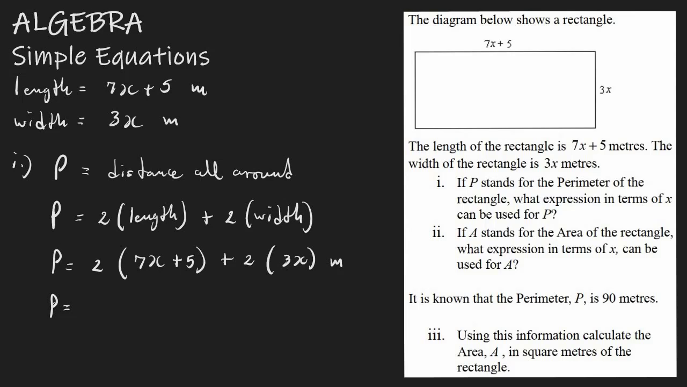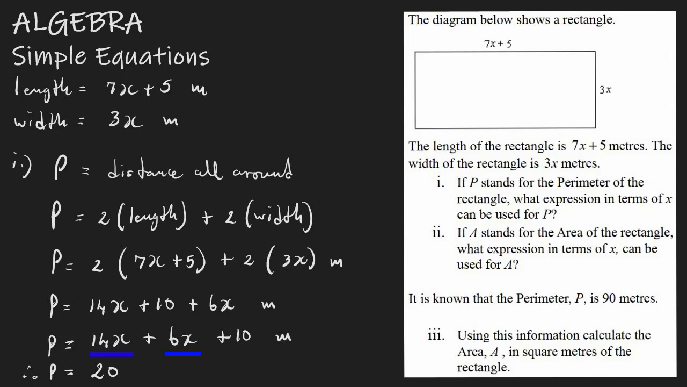P is equal to, using the distributive law, 2 times 7x, that is equal to 14x. 2 times positive 5, that is equal to positive 10. And positive 2 times 3x, that is equal to positive 6x meters. P is equal to, grouping my like terms, 14x plus 6x plus 10. Therefore, P is equal to 14x plus 6x, that is equal to 20x. And we have our plus 10 meters. So the expression in terms of x for P is equal to 20x plus 10 meters. That is my answer.